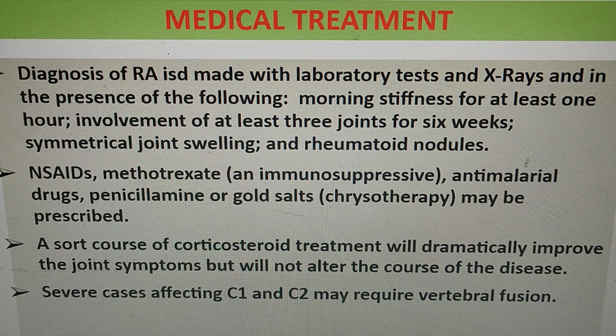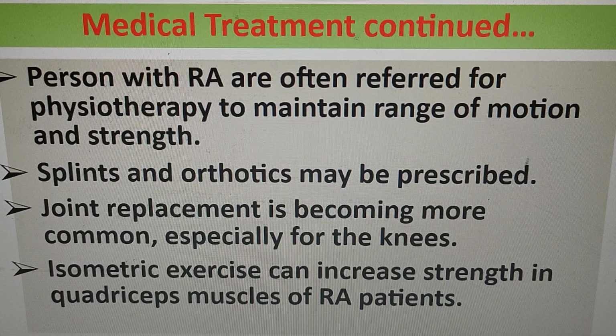Chrysotherapy may be prescribed. A short course of corticosteroid treatment will dramatically improve the joint symptoms but will not alter the course of the disease. Severe cases affecting C1 and C2 may require vertebral fusion. C1 and C2 are the vertebrae, the joints of the vertebrae in the neck. Cervical vertebrae, the neck area. So that is medical treatment continued for RA. Just read on this or take a look at this.